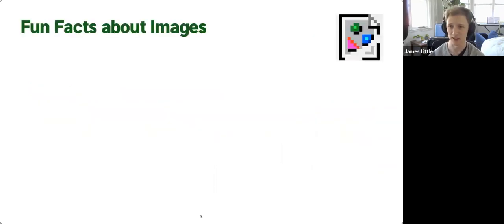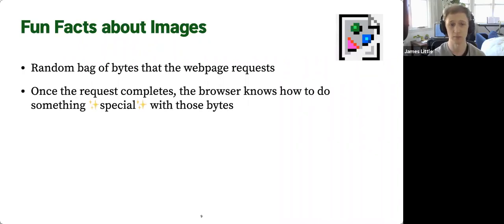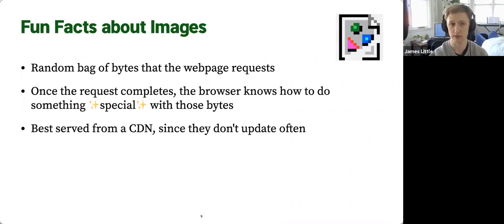I want to tell you some fun facts about images. Images are sort of just a bag of bytes that the web page requests. If you look at the HTTP request, it's just the image in binary. You don't really know what that image is going to be or look like. But once the request completes, the browser knows how to do something with those bytes. It can decode the JPEG or PNG and display it on the screen.